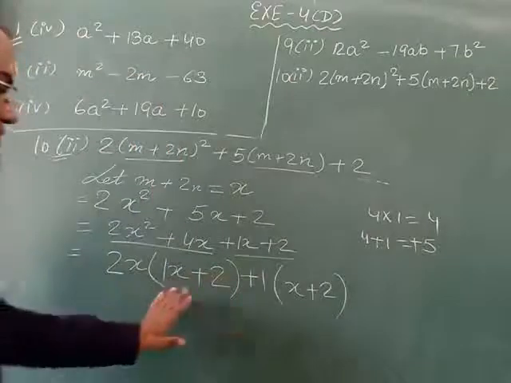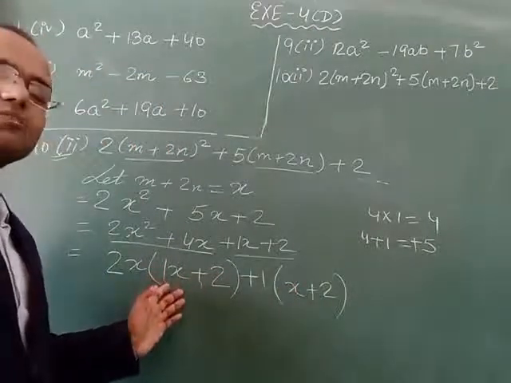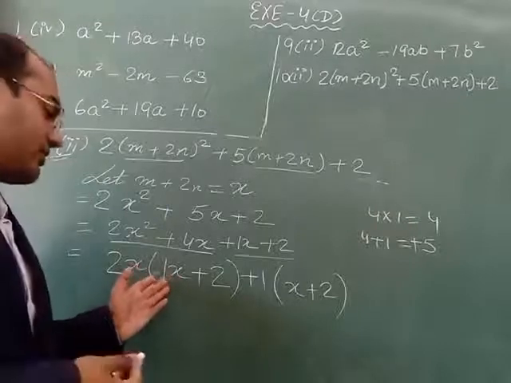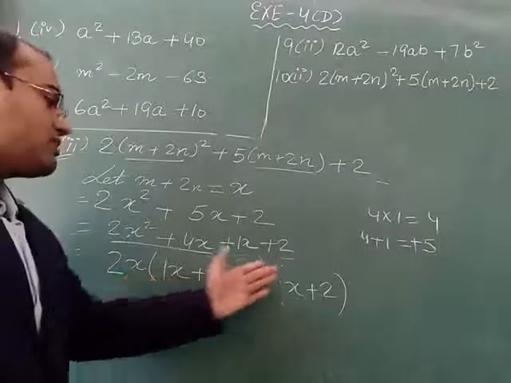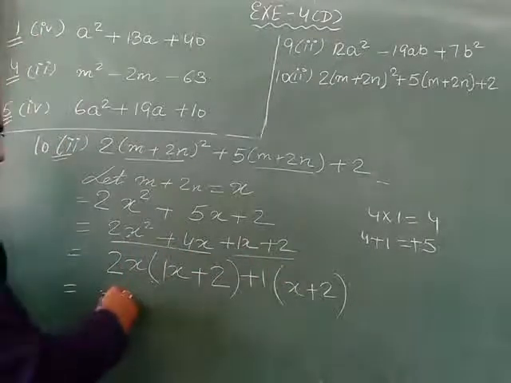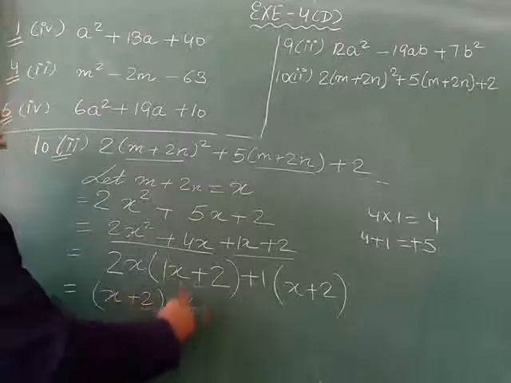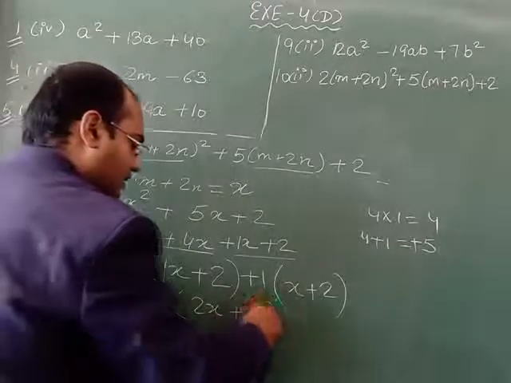Now both the brackets are same. This is 1x plus 2, 1x plus 2 means x plus 2 only. Whether you write this 1 or not, meaning will remain same. X plus 2, x plus 2. Both the brackets are same. So in the next step, we will take x plus 2 common. In another bracket, we will write remaining part 2x plus 1.